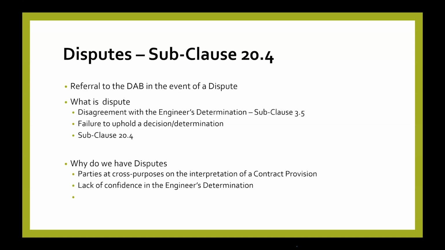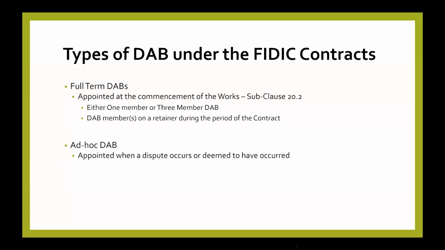So, or the engineer is delaying in the issuance of determinations and things like that. So this is an added body that will at least review the engineer's determinations. So normally, we will go through the types of DAB we have under the FIDIC contracts.